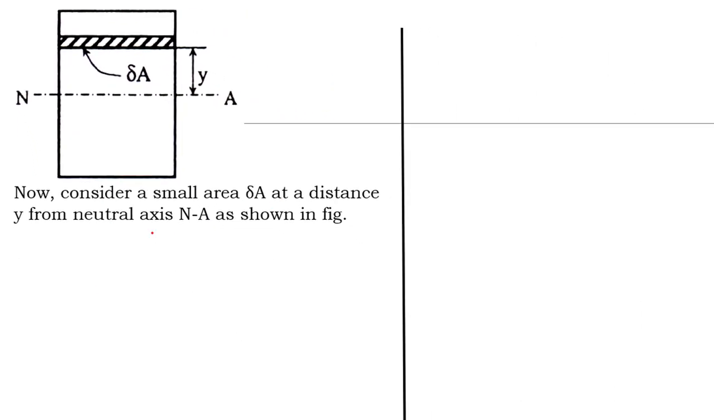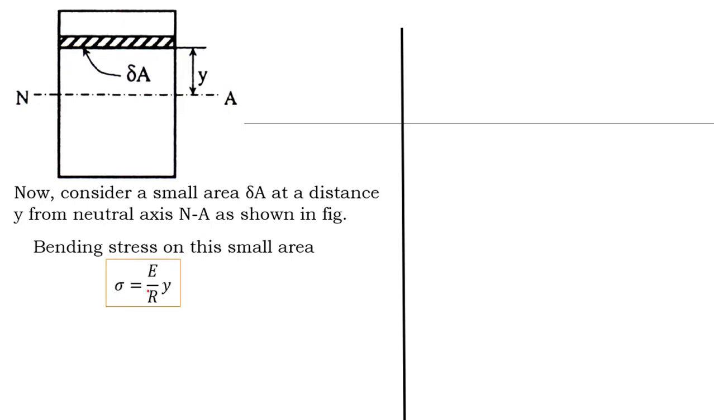Now the bending stress on this small area, what is the bending stress acting on it, that we will find out. We know that sigma is equal to E upon R into y. Now the force acting on this small area, whatever small area we consider, what is the force acting on it? If we know the stress and if we multiply by this area, then we will get the force. We know that the force acting on this small elemental area is equal to the stress acting on it into the area. So stress into area is equal to force.